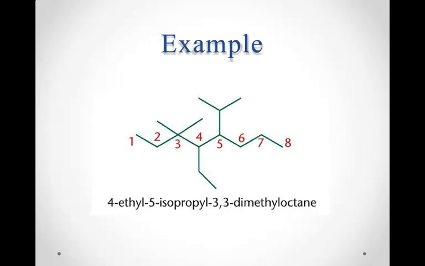You can see there's an ethyl group attached to the 4th carbon, so you write it as 4-ethyl. Then there's an isopropyl group at the 5th position. Its name is 5-isopropyl. E is first in the alphabetical order, next comes I, and then you have 3,3-dimethyl octane. Since this is an 8-carbon chain, that's why it's octane. Octane means 8, and since there are 2 methyl groups attached to the 3rd carbon, it's known as 3,3-dimethyl. The words are separated by hyphens, and the individual numbers are separated by commas.